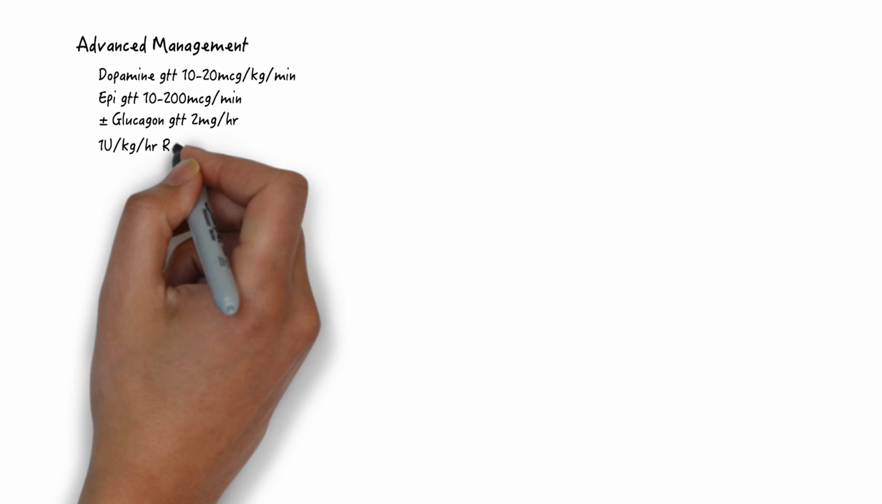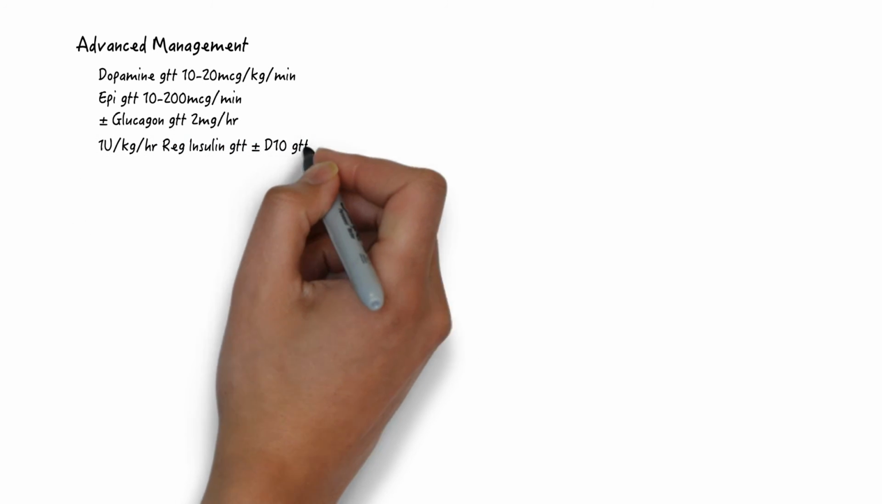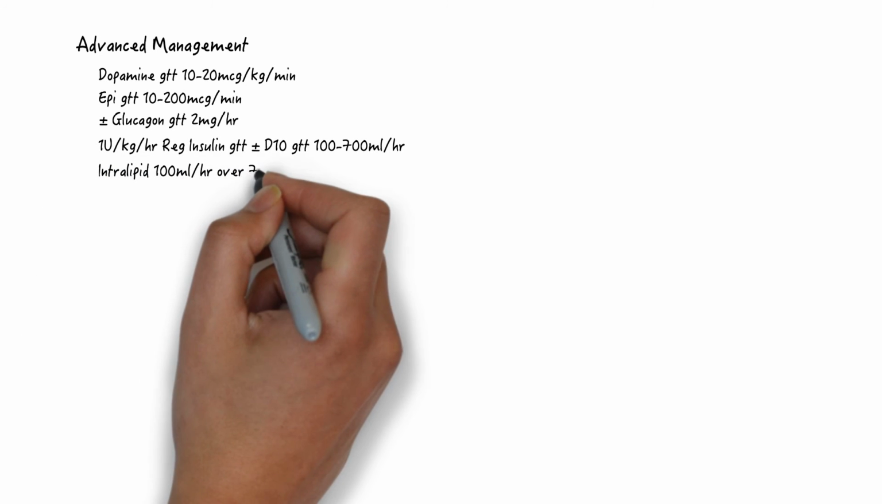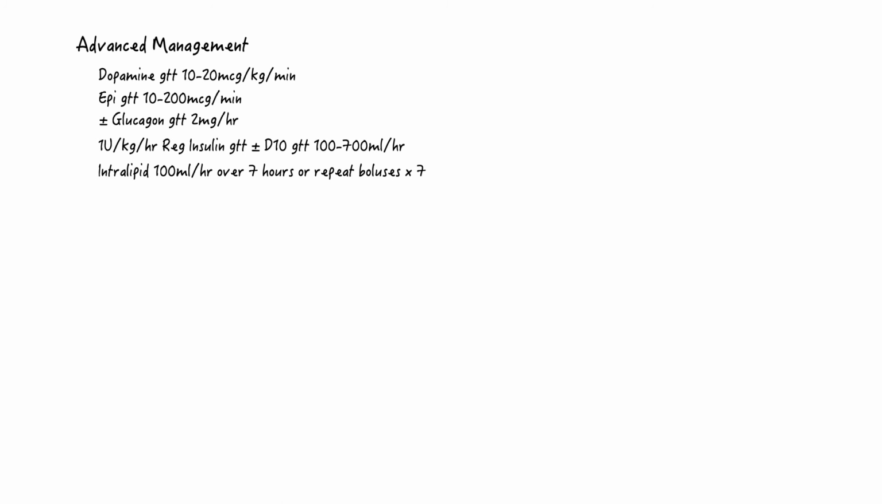After the insulin bolus, you should start the patient on a regular insulin drip at 1 unit per kilogram per hour, along with a D10 drip to keep the CBG between 100 to 200. You can continue to bolus 100 ml of intralipid as needed for a total maximum of 8 boluses, or start an infusion at 100 ml per hour for up to 7 hours.